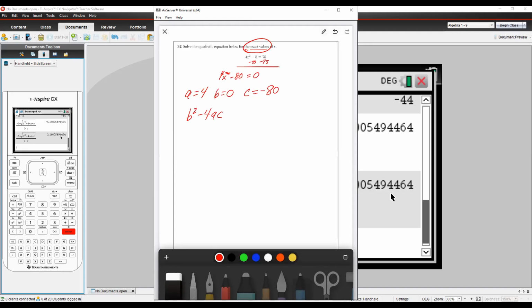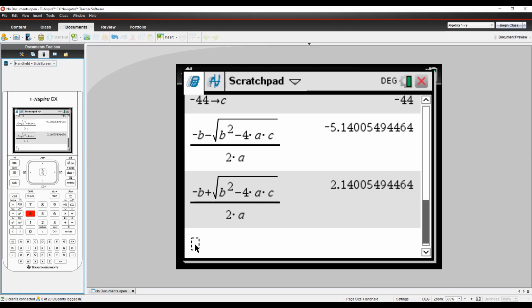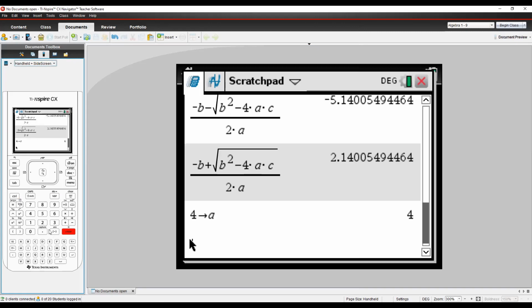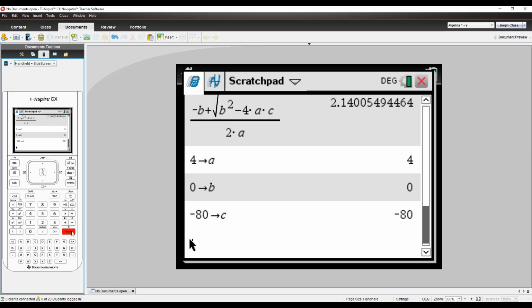So I'm going to go to the calculator and I'm going to store 4 into A, just like the last problem. And then I'm going to store 0 for the B term since there's no x term. And then I'm going to put in a negative 80 for C. So store into C, press enter, boom.